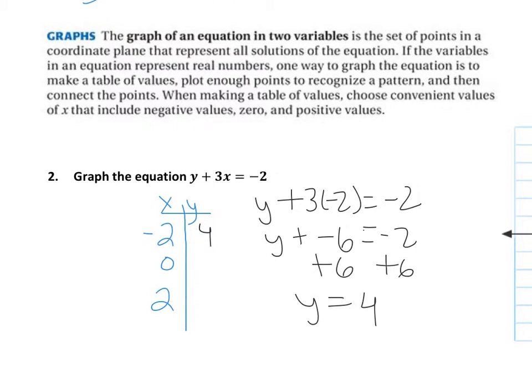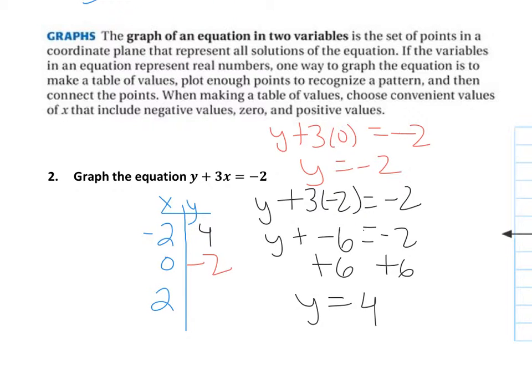Okay? Then I'm going to plug in the 0. Y plus 3 times 0 equals negative 2. Well, 3 times 0 is 0, so y equals negative 2.